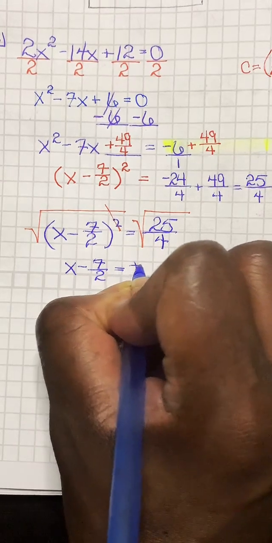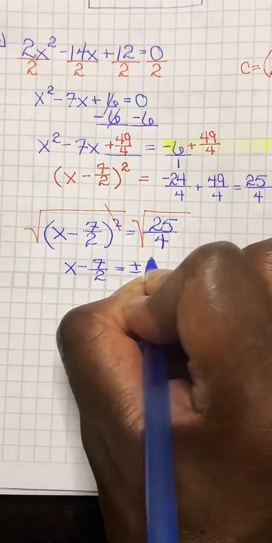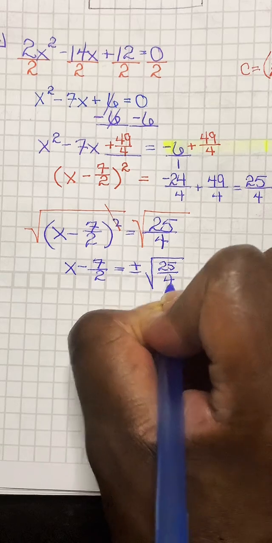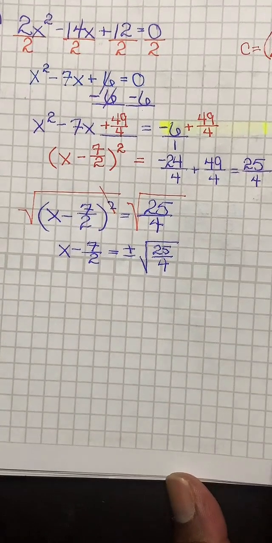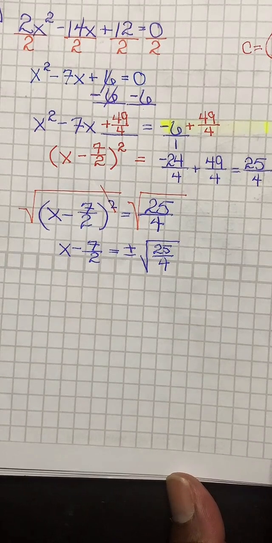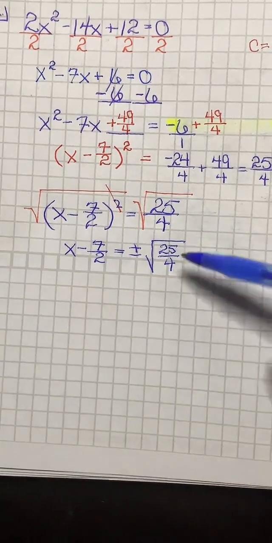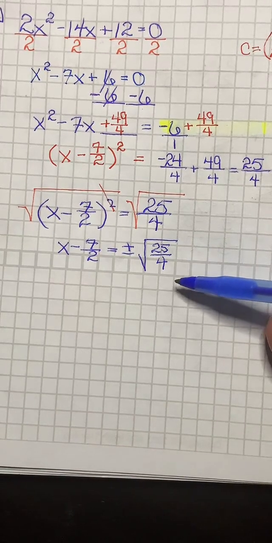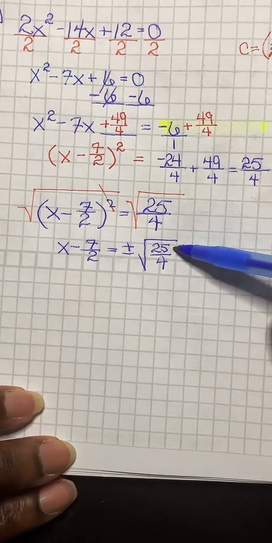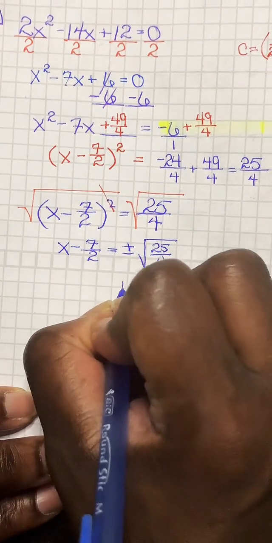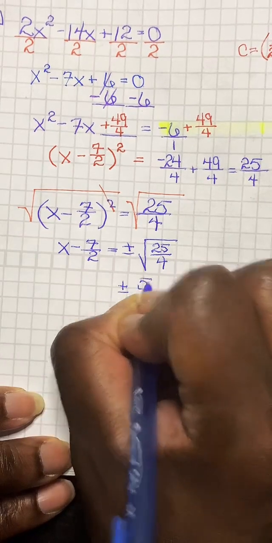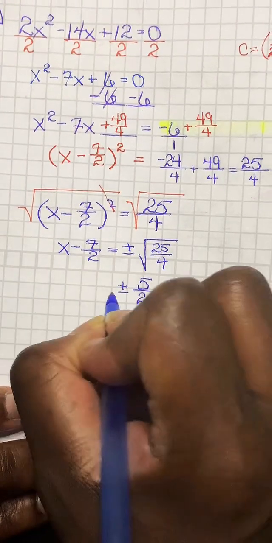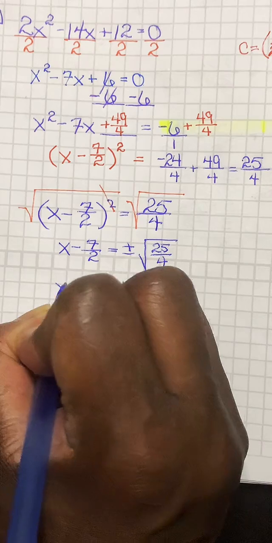equals plus minus the square root of 25/4. What do you notice about this 25/4? Yes. Good. We got 2 perfect squares. 5/2, 5/2. That's it. Because the square root of 25, that gives me 5. The square root of 4, that's a perfect square. That gives me 2. That's where they're coming up with that 5/2.